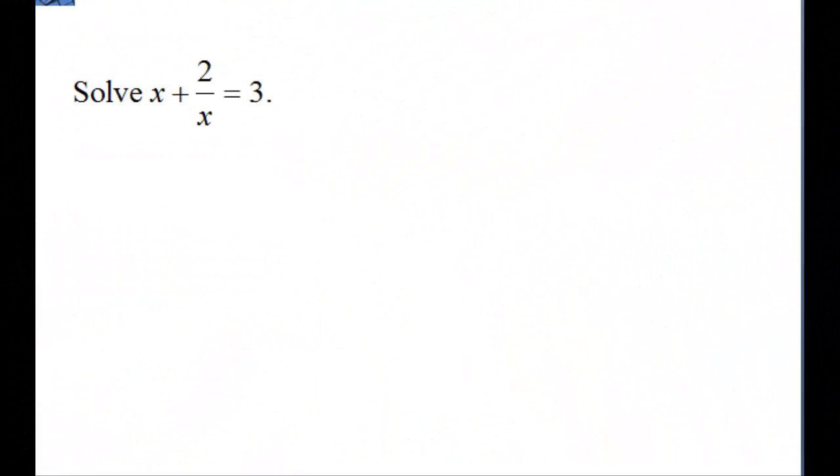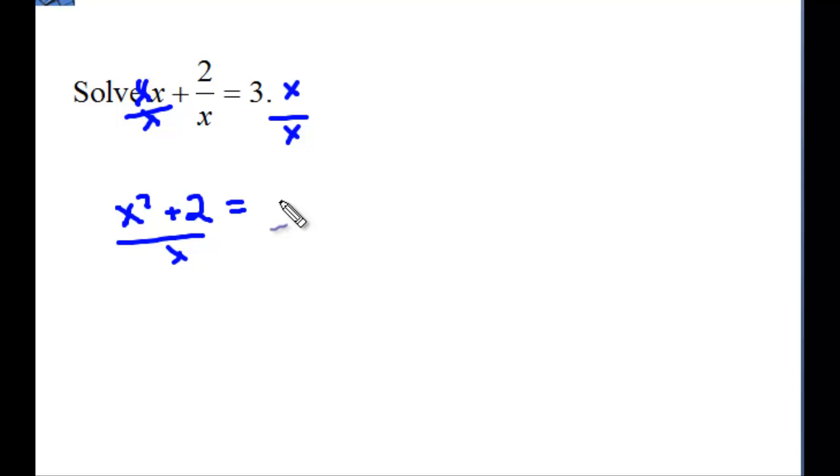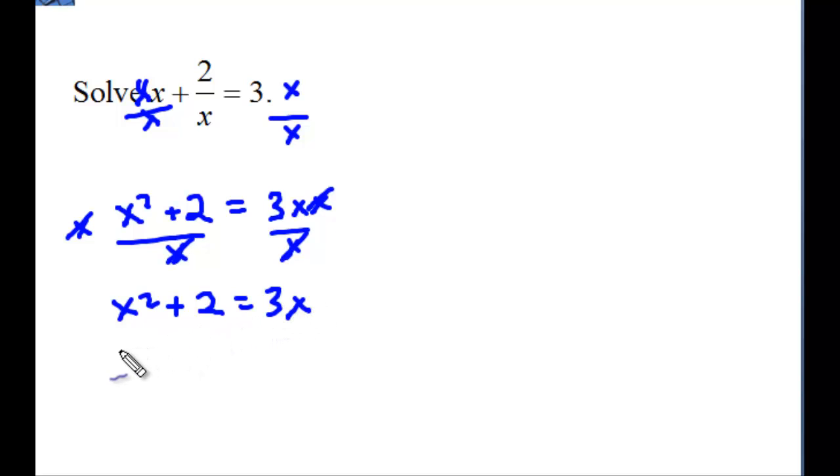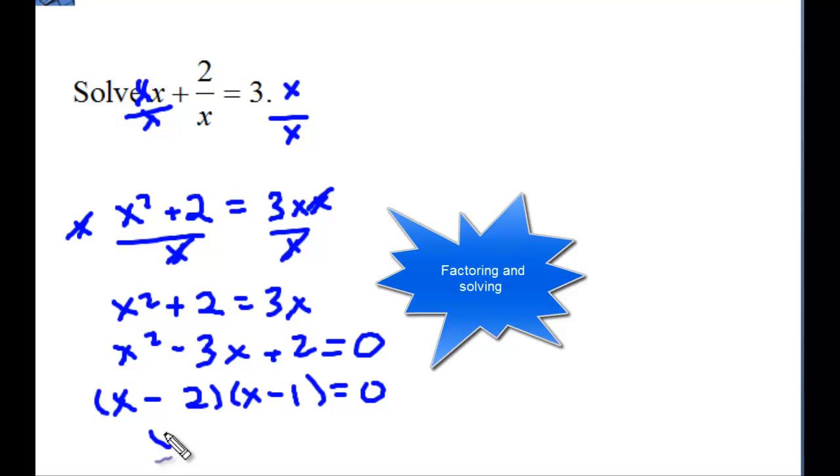Another example here. Common denominator will be x. So we'll multiply through by x over x. And we will end up with x squared plus 2 over x equals 3x over x. Multiplying through top and bottom by x will cancel out. x squared plus 2 is equal to 3x. Setting it equal to 0, x squared minus 3x plus 2, so x is equal to 2, or x is equal to 1.